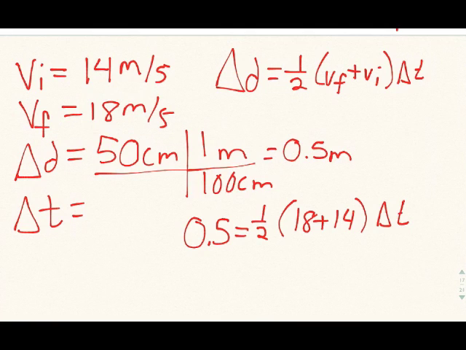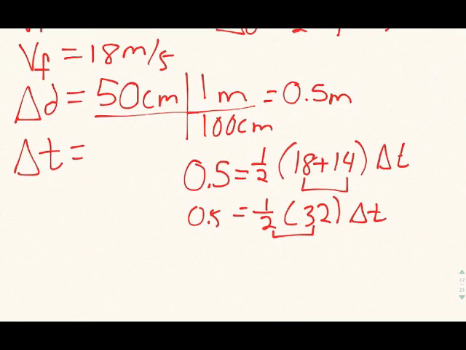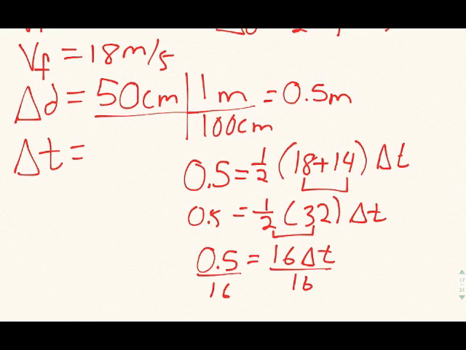Now whenever you attack this problem, remember we want to do parentheses first. So this right here is going to be 1/2 of 32 delta T equals 0.5. Okay, so now we're going to combine these terms, and we get 0.5 equals 16 delta T. We divide both sides by 16, and when you do that, you can simplify it to 1/32, or you can just take 0.5 and divide by 16 in your calculator, and you would get delta T is equal to 0.03125 seconds.